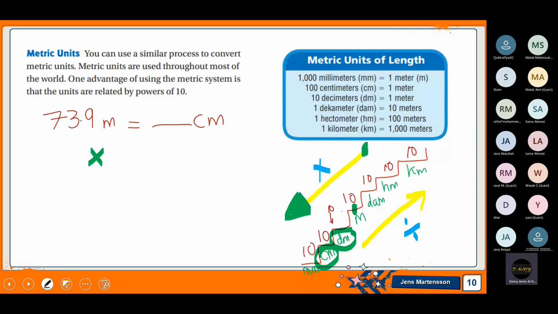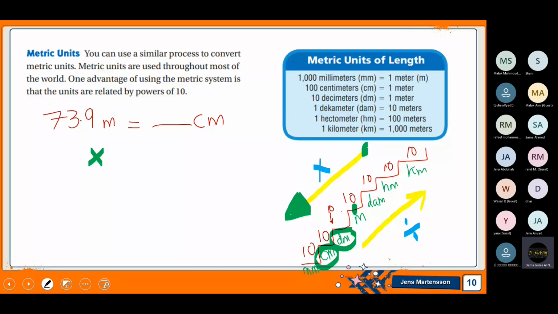Now then, after that, I have to go 2 steps. So it means what? 2 tens. It means 10 times 10, or 100. So you will go from meter to centimeter. You will go 2 steps, which is 10 times 10, which is 100. Is it clear?